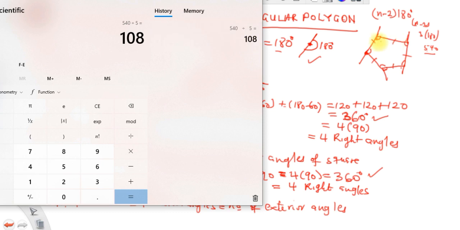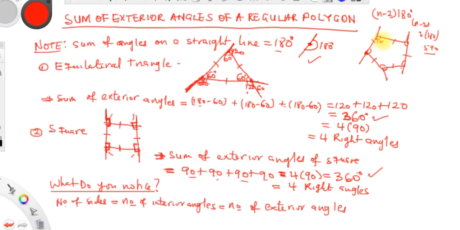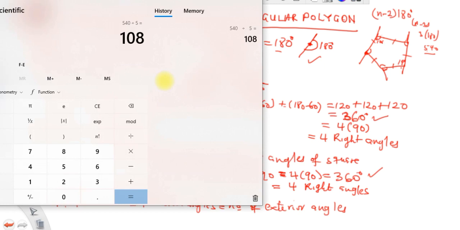Each angle is 108 degrees. So what is 180 minus 108? 180 minus 108, what do you get? You get 72. Guys, you get 72.